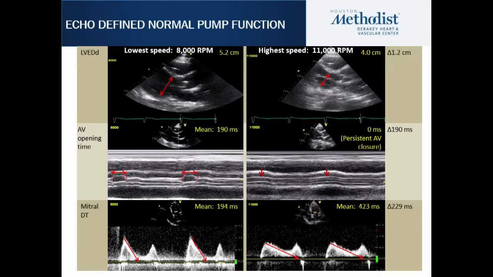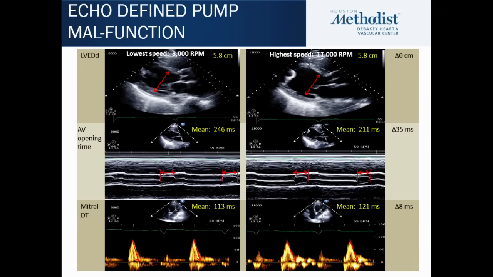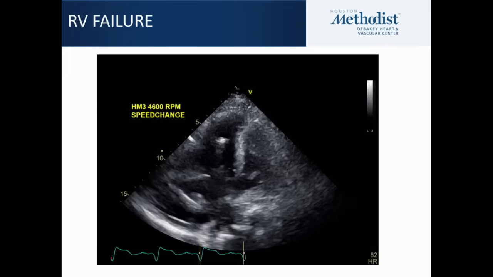Again, this is somebody who had normal pump function. So this shows somebody whose E to A ratio and deceleration time kind of normalized with increasing speed. Somebody with malfunction, that relationship, of course, doesn't change.